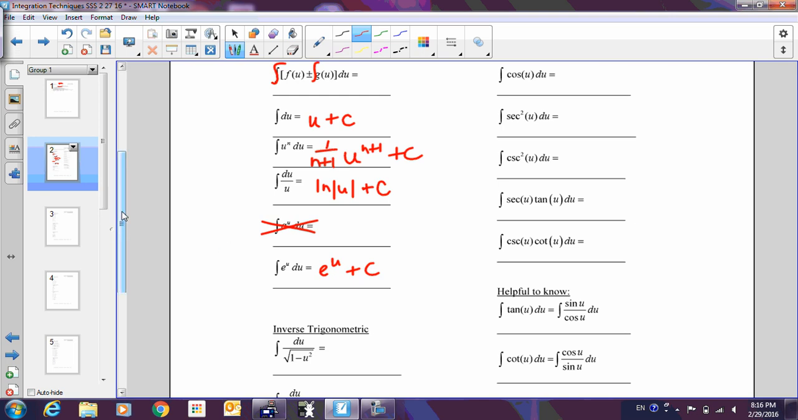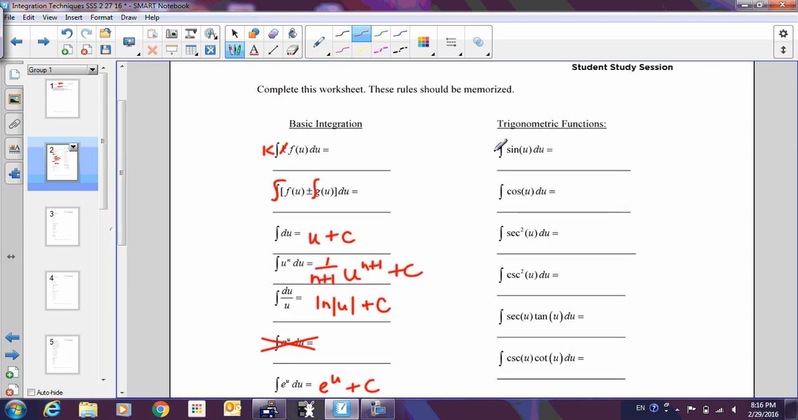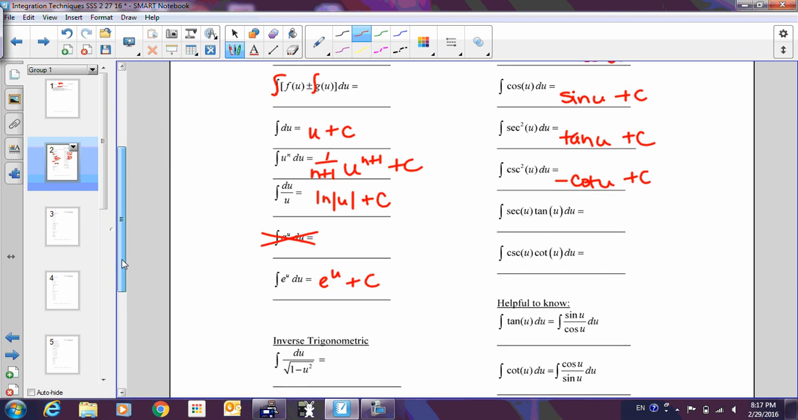Now let's think about the trig. The antiderivative of sine would be negative cosine. This one would be positive sine. Just use snow cone if you need to. This one would be tangent u. You need to know these. This would be negative cotangent u. It's just from your original 6 trig derivatives. This one would be secant u, negative cosecant u.